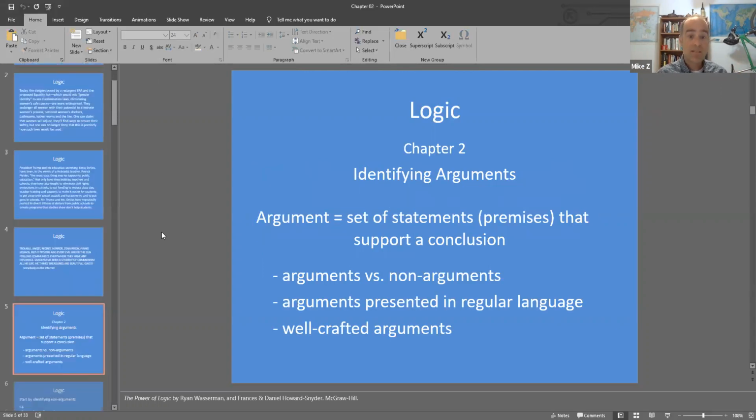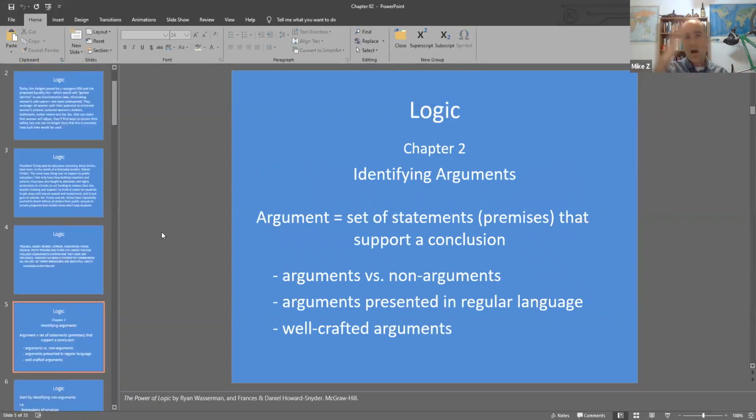Now, this presentation isn't going to go through exhaustive techniques for doing this, just sort of the first steps towards making this happen. As was presented in a previous one of these, an argument is really just simply a set of statements, which we call premises, that are intended to support a specific conclusion. And that specific conclusion is also itself a statement.